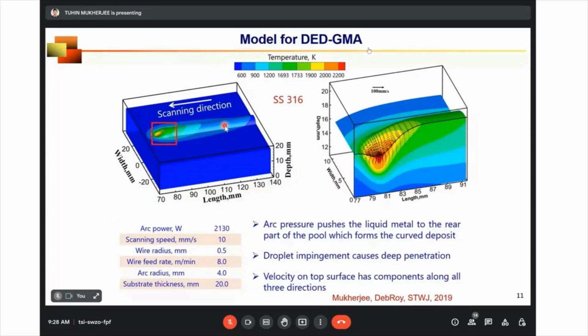Same thing you can see for gas metal arc based DED, but the deposit is a little different. The arc creates a high pressure on the top surface of the molten pool. So it kind of pushes the liquid metal from this region backward, and this elevation actually forms the curved surface of the deposit. Also, in DED-GMA, the molten metal drops from the electrode, and because of its weight, you can see there's a finger-like penetration. So both the processes actually work together to define the shape and size of the molten region or the deposit for directed energy deposition GMA, which is also called wire arc additive manufacturing. But in this case also you can appreciate that the molten metal flows along the curved surface.